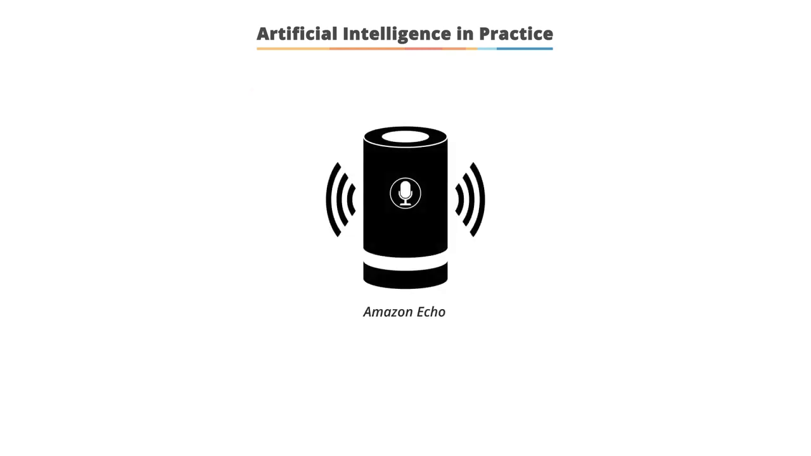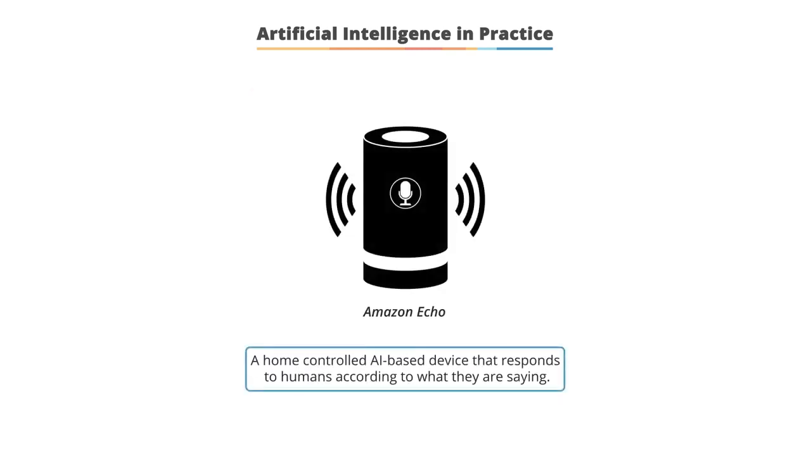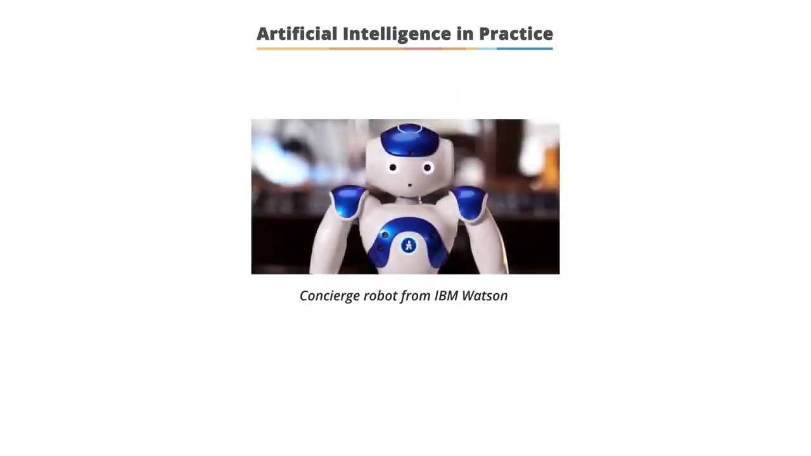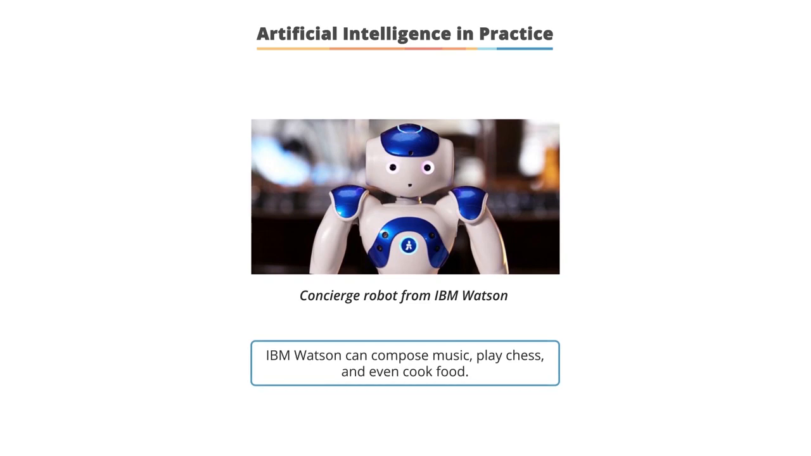Amazon Echo is another product. It's a home-controlled chatbot device that responds to humans according to what they are saying. It responds by playing music, movies, and more. If you've got compatible smart home devices, you can tell Echo to dim the lights or turn appliances on or off. You can use AI in chess, and here is an example of a concierge robot from IBM called IBM Watson. The IBM Watson AI has typically been in the headlines for composing music, playing chess, and even cooking food.